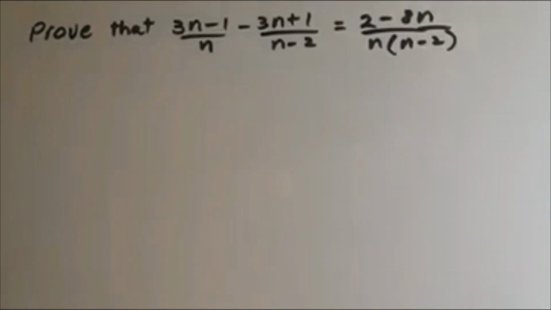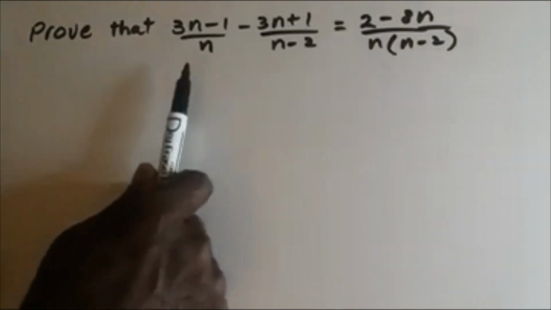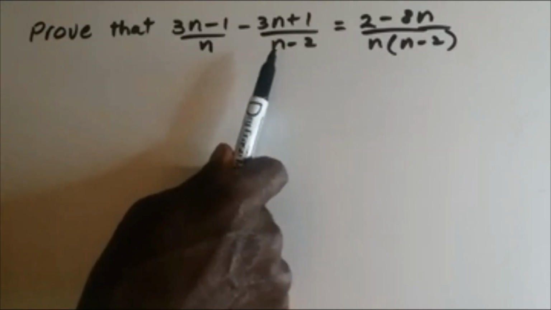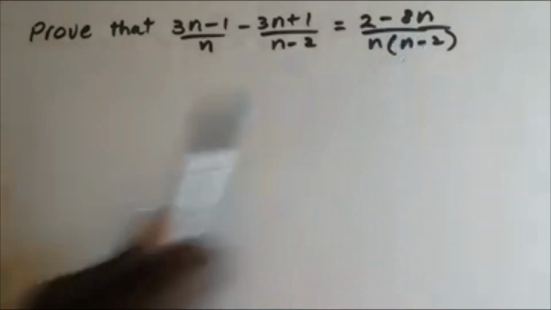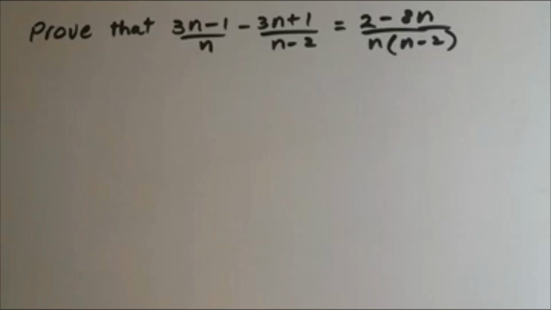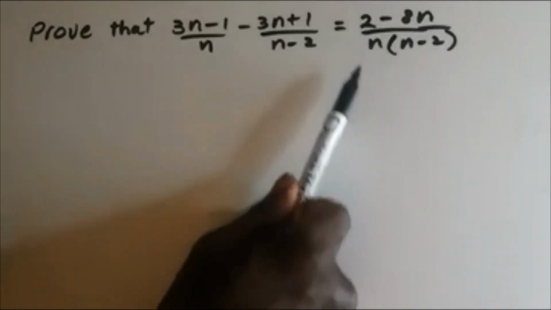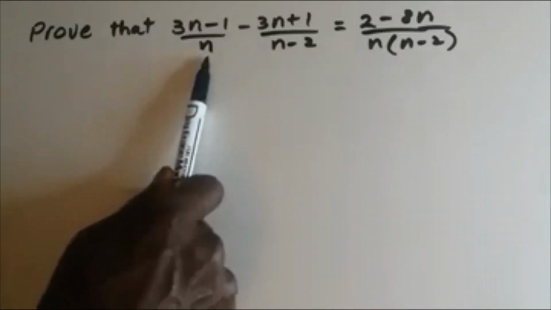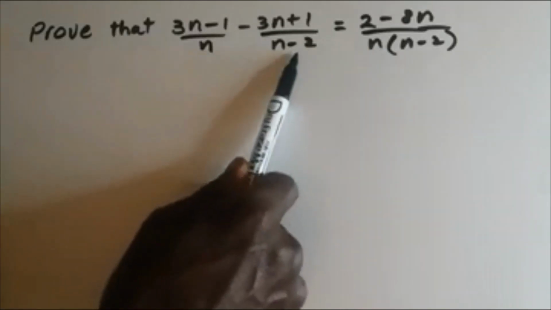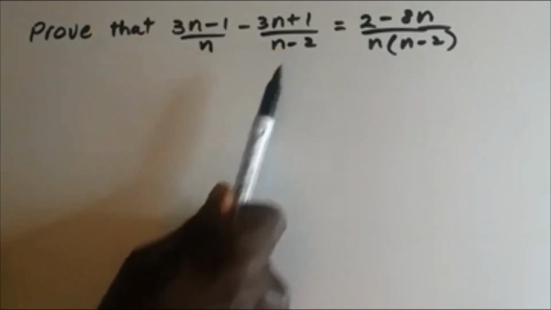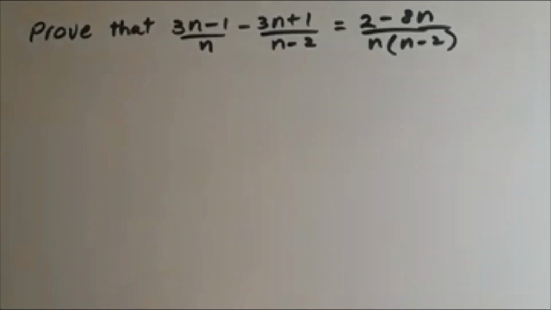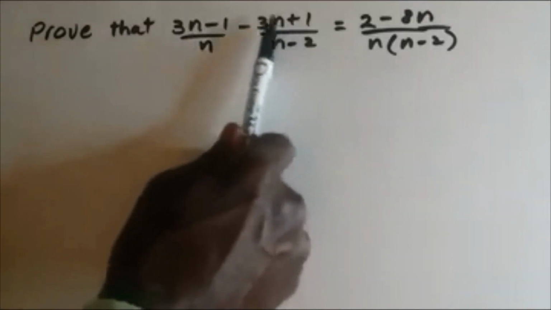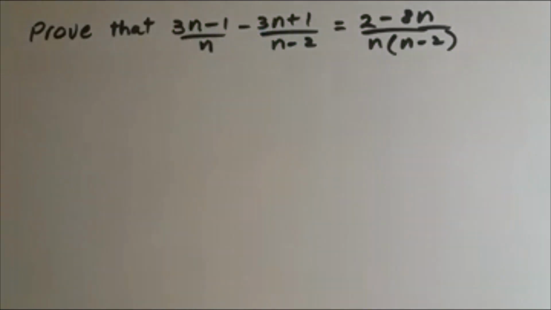Hi, we need to prove that the difference between these two algebraic fractions is equal to this algebraic fraction. But here's the clue. When you look at the denominator of the right hand side, you can see it's the product of this denominator and this denominator, which gives us a head start to know that they brought together these two algebraic fractions, and that's what we'll do.